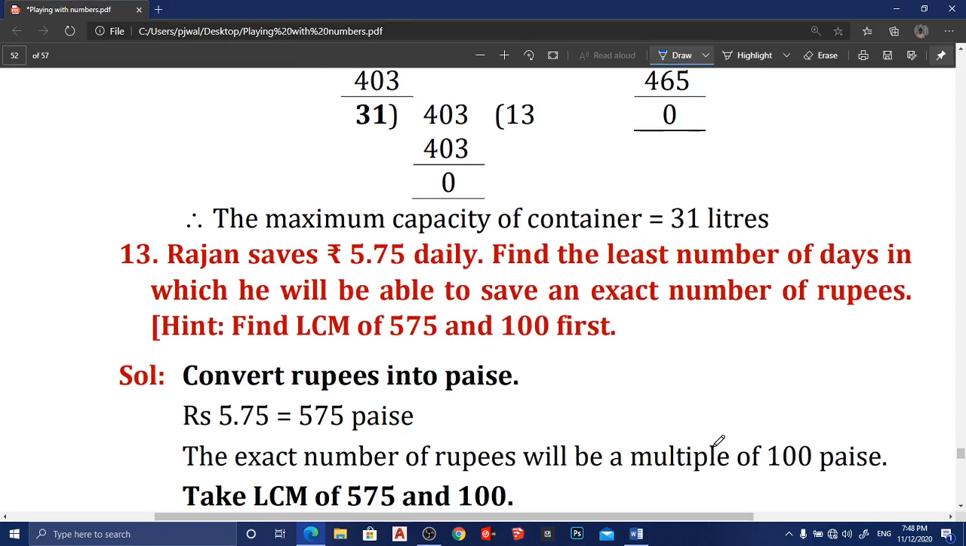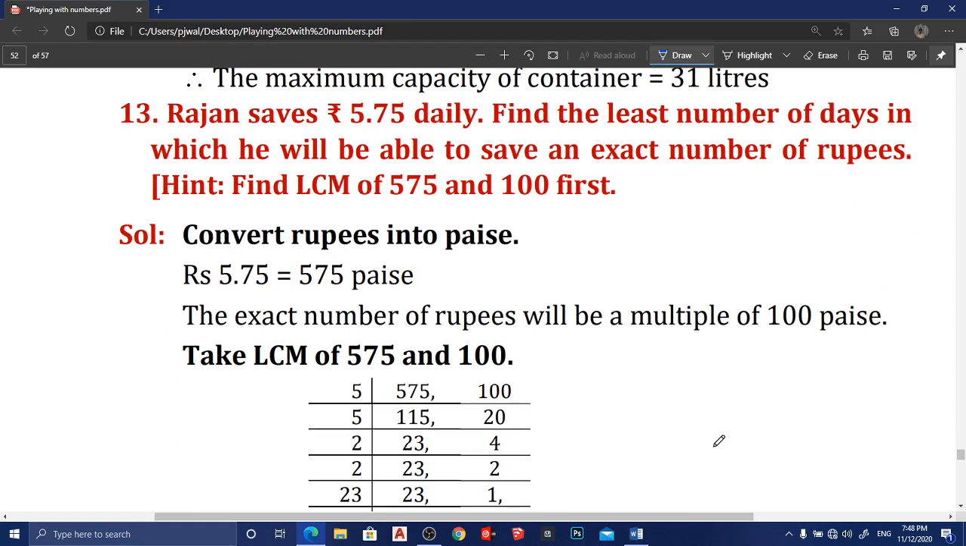Okay, next: Rajan saves 5 rupees 75 paise daily. Find the least number of days in which he will be able to save an exact number of rupees. He is given a hint also: find the LCM of 575 and 100 first.